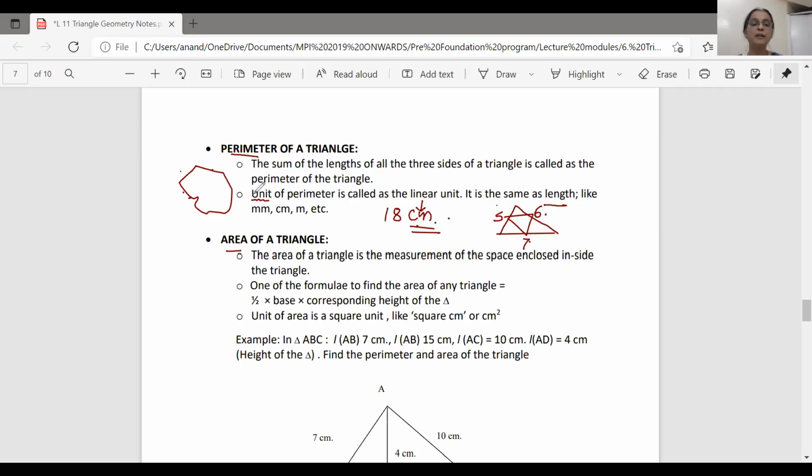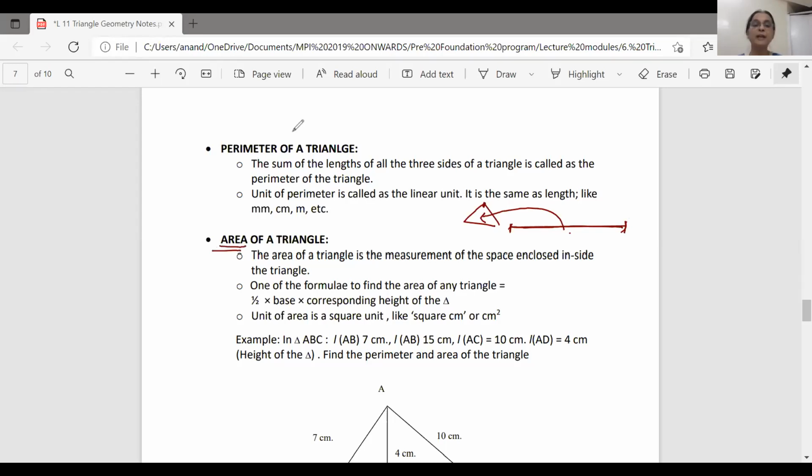So in short, what is perimeter? Suppose I have a figure and I'm cutting the figure and making it into a straight line. I'm opening this triangle and keeping it on the scale. What will be the length of that line or that thread? That is my perimeter. So perimeter is cutting the figure and putting it straight on the scale. That is the perimeter of any figure. And what is the area of any figure?